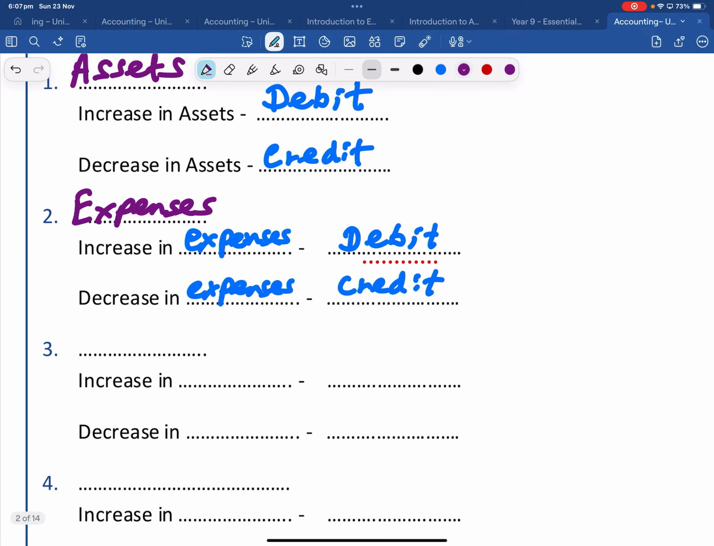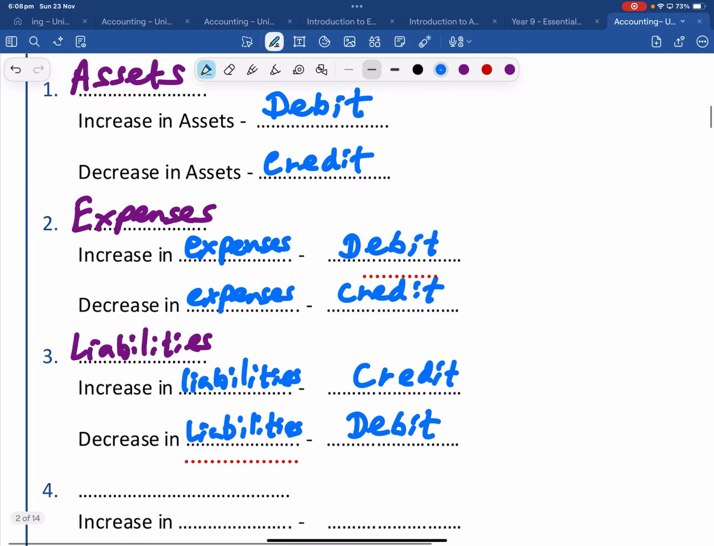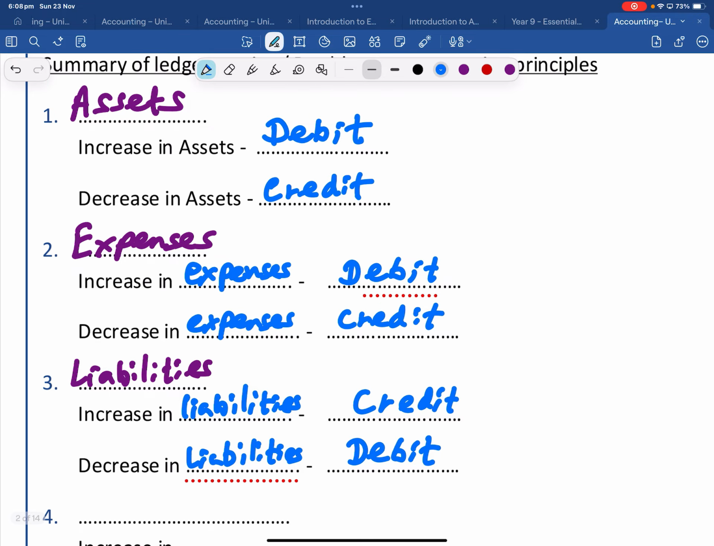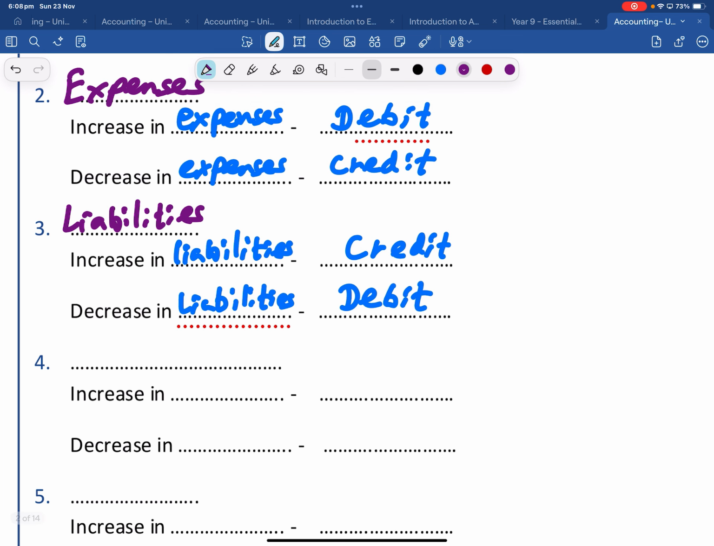Next one. Number 3. Liabilities. Increase in liabilities: credit. Decrease in liabilities: debit. So all the other ones, all the previous two, are different, yes? Right. Next one. Liabilities, then after that, owner's equity.